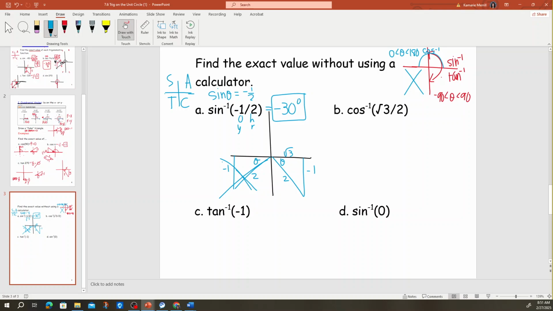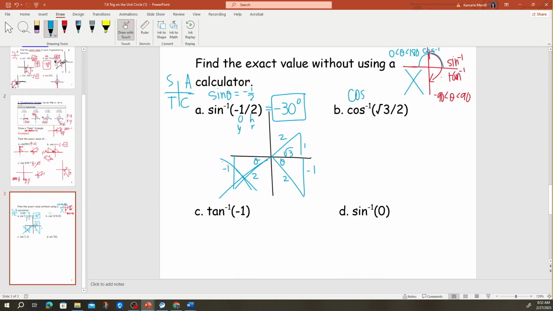So anyway, would you guys make sure it's in degree mode and someone test it? What's sine inverse of negative 1 over 2? Do sine inverse of positive 1 over 2. Positive 30. Does that make sense? Yeah. Okay, let's try this one.